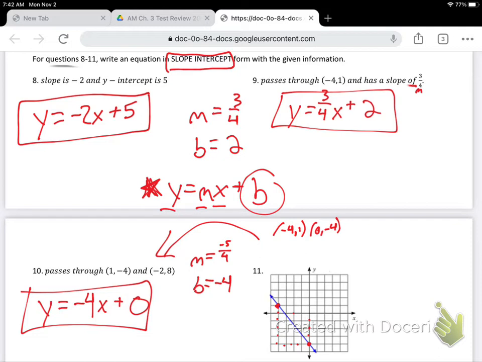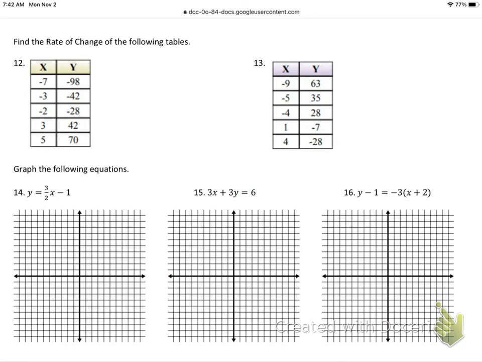So I have a slope and I have a b. So I just plug those into the slope-intercept equation, and I'll get y is equal to -5/4 x plus -4, or minus -4, either one. And that's that equation right there. All right, find the rate of change.